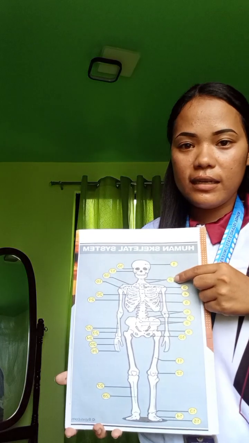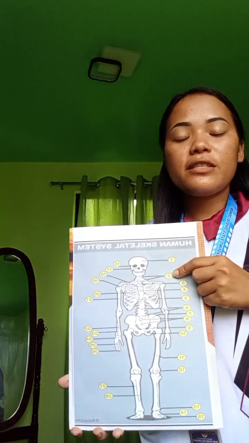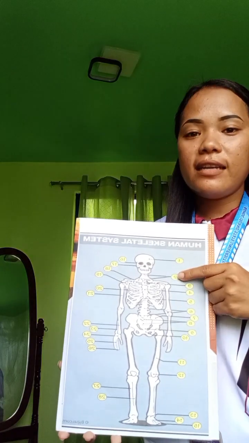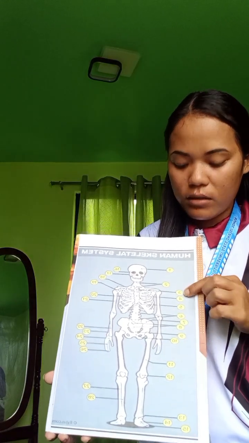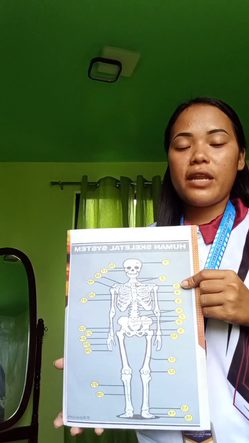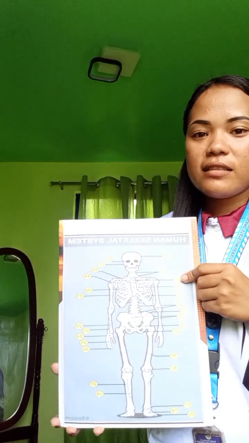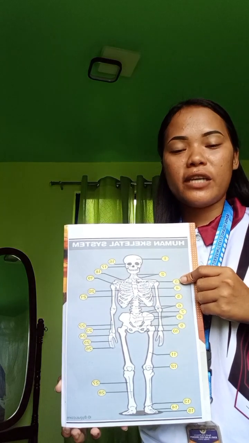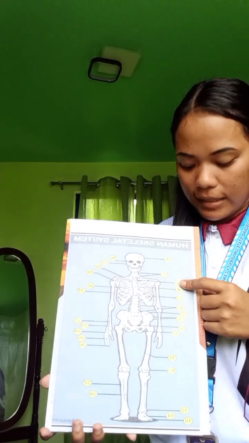The label 2 is the cervical vertebrae. The function is to support the head and allow for neck movement. The label 3 is the manubrium sterni. It connects to the clavicles and first ribs, playing a role in respiration and supporting the upper body.